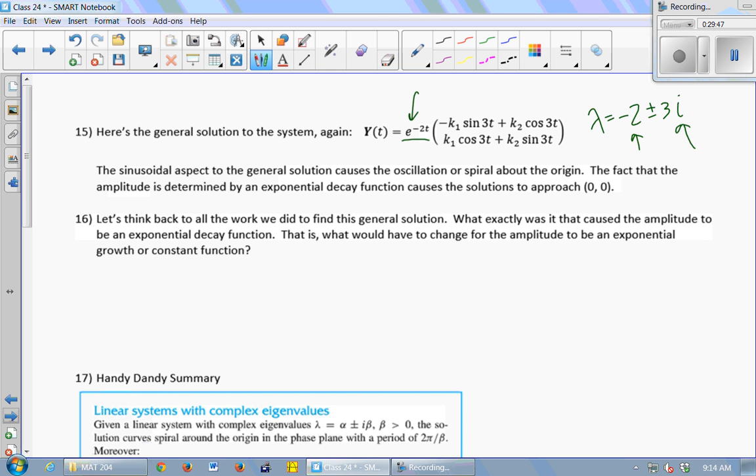So it was the fact that when lambda equals a plus bi, the a was negative, that caused the exponential decay part of the solution. If a were positive, the amplitude would have been exponential growth, and it would have spiraled out from the origin. And if the a value were 0, that would be e to the 0 out front, which would be a 1, in which case I would have a strictly sinusoidal solution. It would just be a circle, going around in a circle forever and ever.